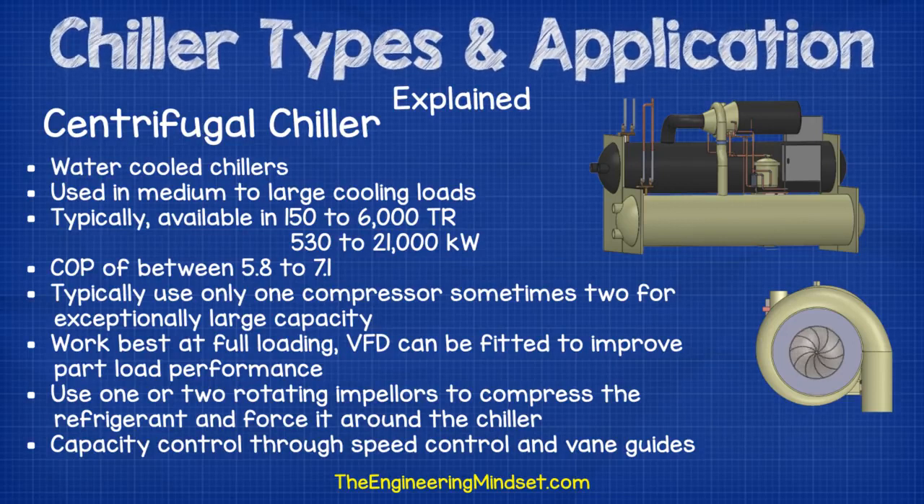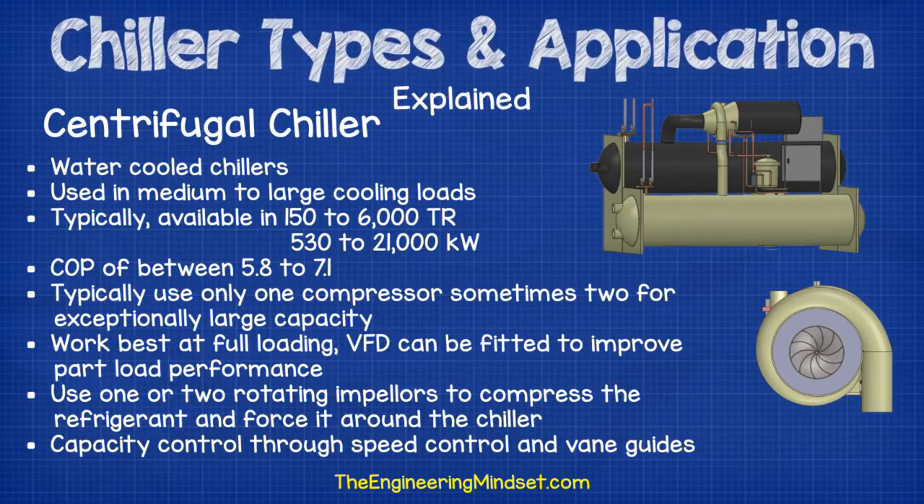Typically they'll use only one compressor, sometimes two for exceptionally large capacities. They work best at full loading, although VFDs can be fitted to improve the part load performance. They'll use one or two rotating impellers to compress the refrigerant and force it around the chiller, and the capacity can be controlled through speed control as well as vane guides.